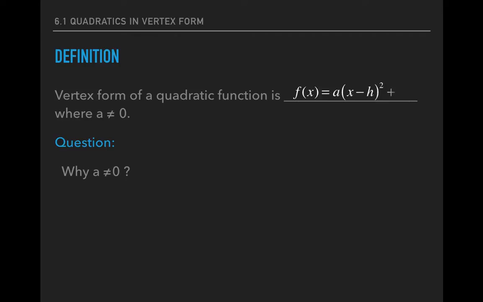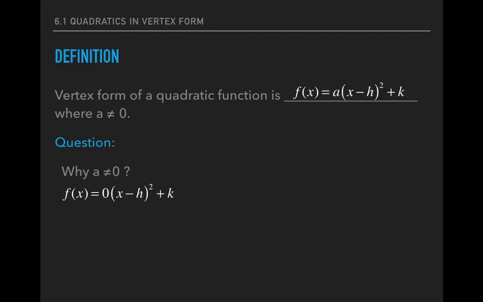Vertex form is when you see a quadratic function, meaning the largest exponent is 2. When you see a quadratic function and it's written in this form, a cannot be equal to 0. And, well, why? Let's answer that question. Why can't a equal 0?